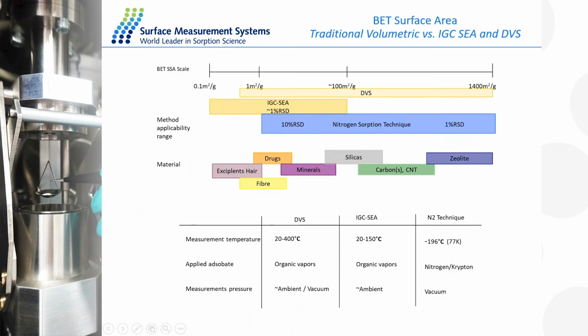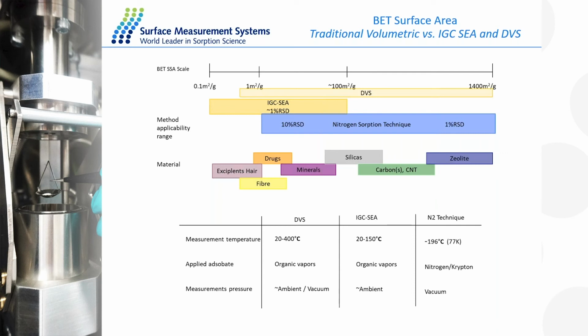So in this case, just comparing a few properties of BET surface area with the traditional volumetric and the iGC-SEA and DVS, the DVS is quite similar to the nitrogen sorption technique in the range of its capability to calculate BET surface area. So we have from about 1 meter squared per gram to over 100 meters squared per gram. In the case of iGC-SEA, we can actually obtain BET surface area of very small surface area materials, so below 1 meter squared per gram.